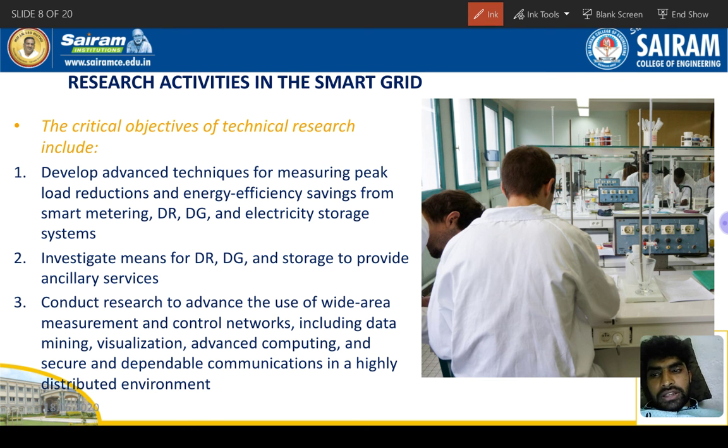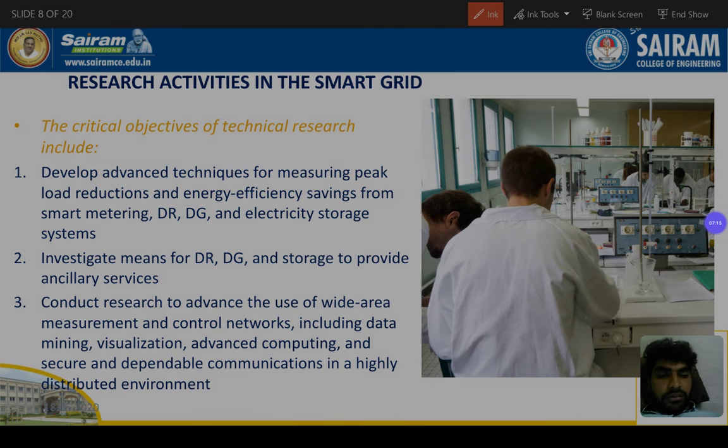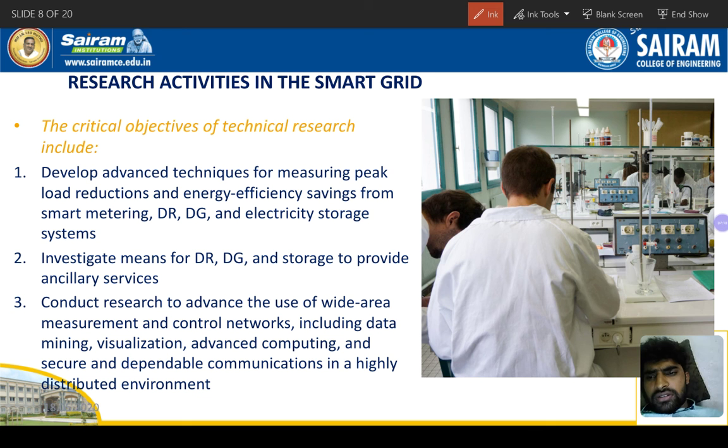So the critical objectives of technical research include: develop advanced techniques for measuring peak loads, reduction of energy, efficiency savings from smart meters, and DRDG, distributed resource distributed generation, and electricity storage systems, right? And investigate means for DRDG and storage to provide ancillary services, conduct research to advance use of wide area measurement and control networks, data mining, visualization, advanced computing, and secure dependable communication in highly distributed environments, right? These are the objectives of technical research.